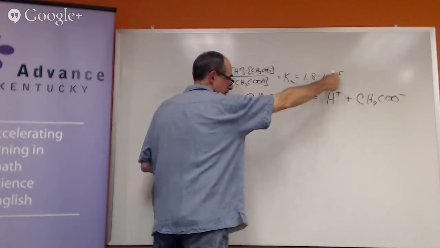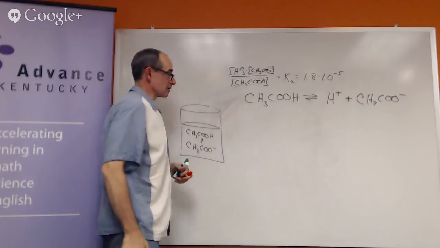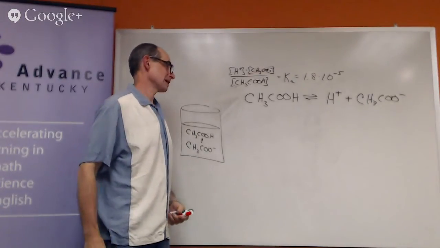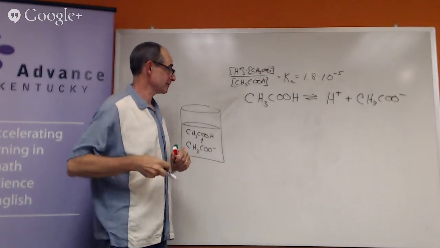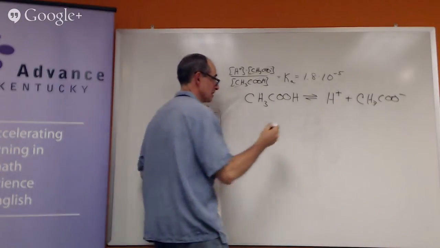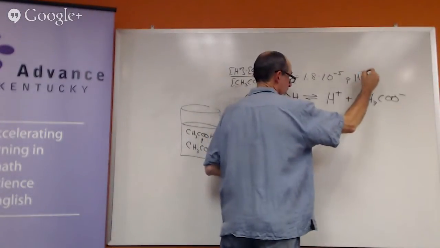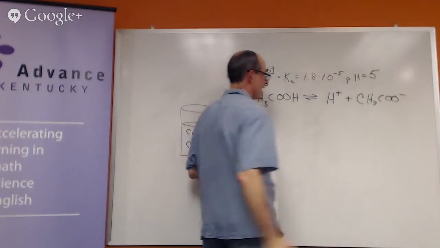And if I look at my exponent here, I'm going to get a number pretty close to 5, or negative 5 to the log base 10, and the negative of negative 5 will give me a pH of roughly 5. So this buffer would have a pH of 5.